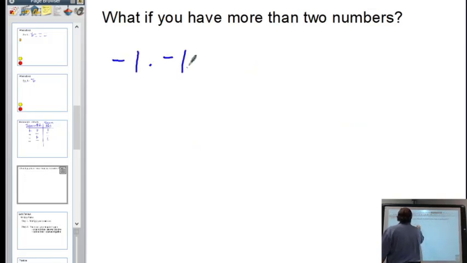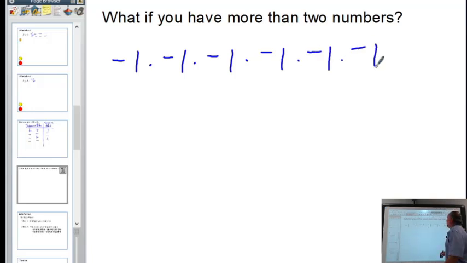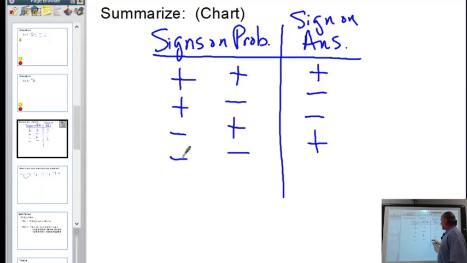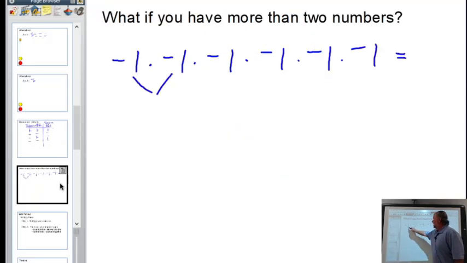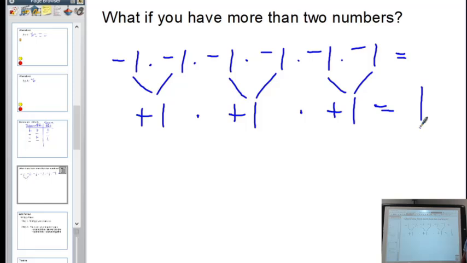Negative 1 times negative 1 times negative 1 times negative 1 times negative 1 times negative 1. Okay, give you that one right there. Well, these two negative ones, negative 1 times negative 1, and as we saw in our chart, a negative times a negative is a positive. A negative times a negative is a positive 1. And then these two go together to make a positive 1. And then these two go together to make a positive 1. And if I were to multiply those three ones together, I'd end up with positive 1.